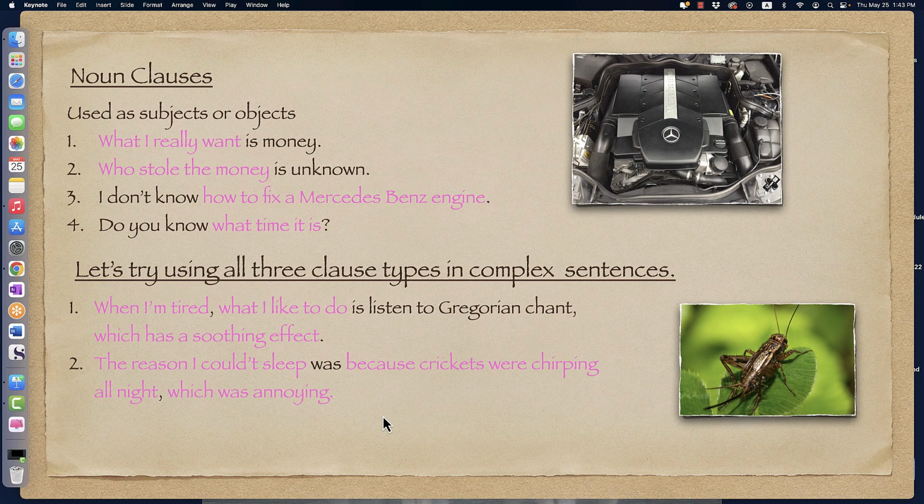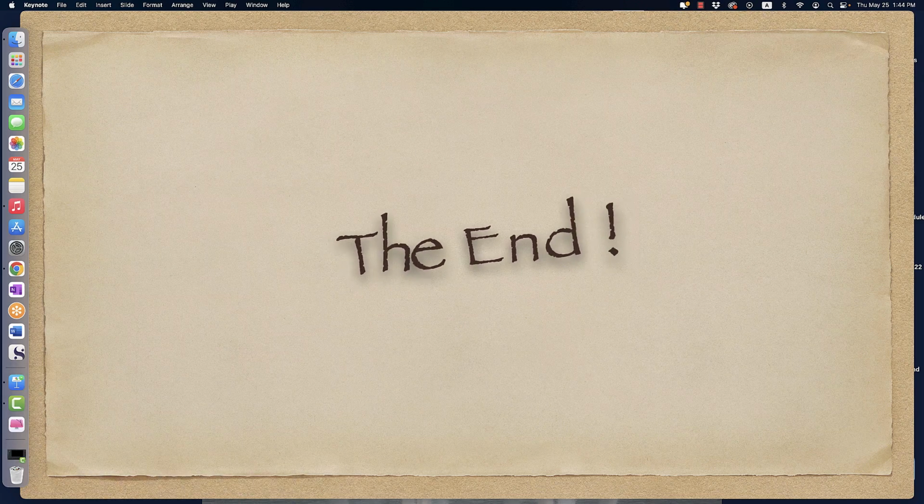So hopefully this gives you a nice start at seeing how clauses are made, what they are, the difference between independent and dependent clauses, and how it's very natural to put all of these types together when we're creating complex and compound sentences. So until the next video, I will see you later.